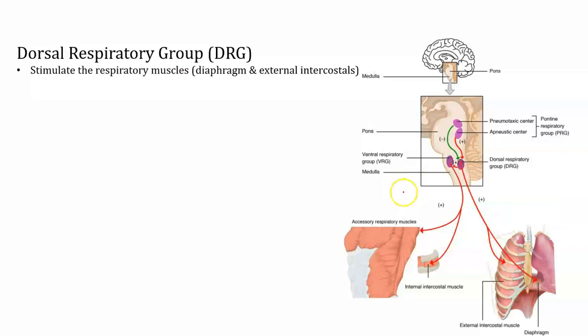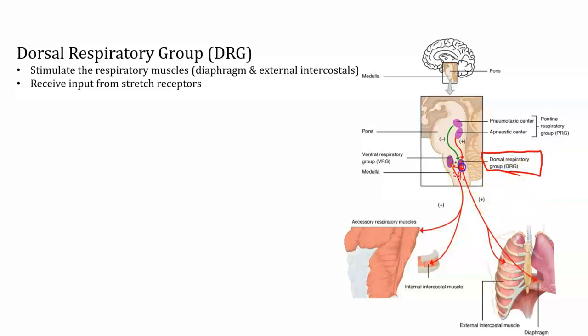So every time you breathe, it all starts with these collections of neurons in your medulla. They will give the dorsal respiratory group a little jolt of electricity, and that will then catch the nerves that pass down to those muscles, and they'll start to contract those muscles, and you will breathe.